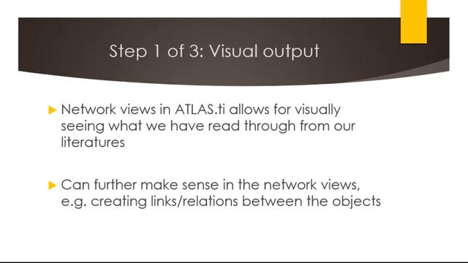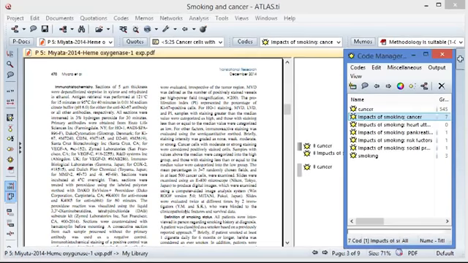In other words, once you have highlighted that literature and you have coded it with a specific code, or you have memoed it with a specific memo, then you can actually ask Atlas DI to present to you everything that you have highlighted for that particular code in visual format. Not only that, you can further make sense of the quotations which have been mentioned by the authors in the literatures in the network view feature. For example, you wish to create links or relations between the objects. Right, I'm going to demonstrate that now.